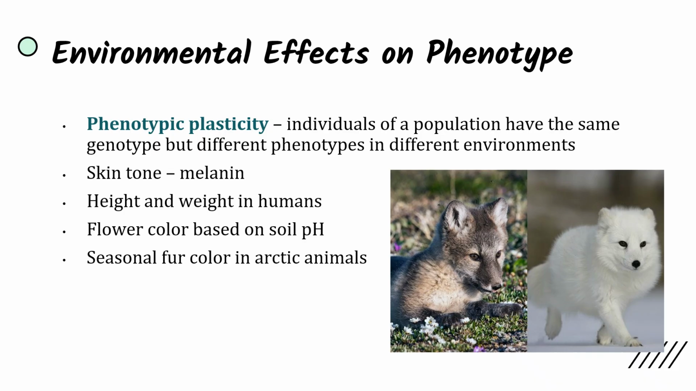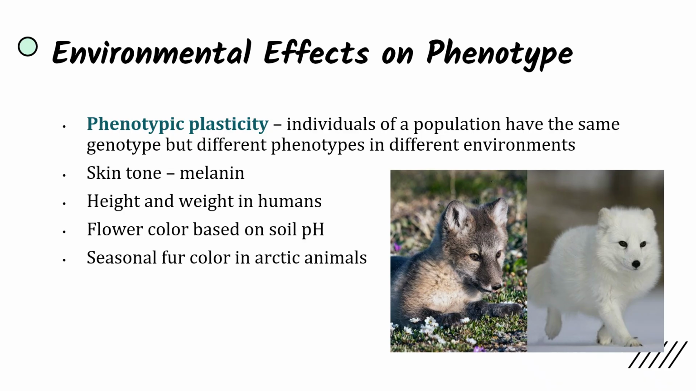And we're here talking about phenotypic plasticity, meaning individuals of a population can have the same genotype, same genetic information, but different phenotypes, different outward appearance in different environments. For instance, skin tone and melanin. When you are laying in the sun, there's a chance that you could get a lot tanner and have a different skin tone compared to, let's say, your identical twin, one you share completely the same genetic information with.